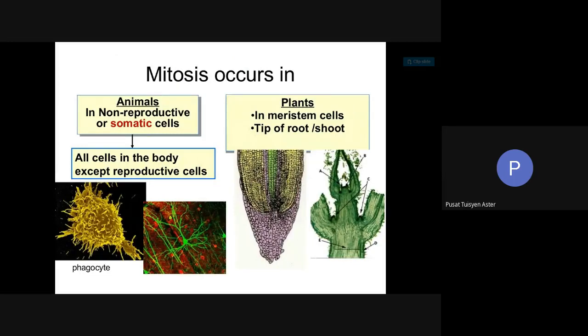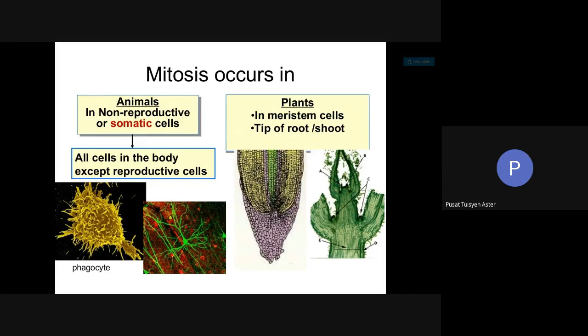Animals in non-reproductive or somatic cells, all cells in the body except reproductive cells. Okay, plants, meristem cells, tip of root or shoot. Kenapa tak perlu in other parts? Bukan tak perlu, it's just that the plant punya process is get water from the roots, right? And also sunlight from the shoot. That is why meristematic cells ada dekat tip and the root of the plant. Now, as you can see there, nampak tak? The diagram is showing how many cells are being formed at the tip of it.